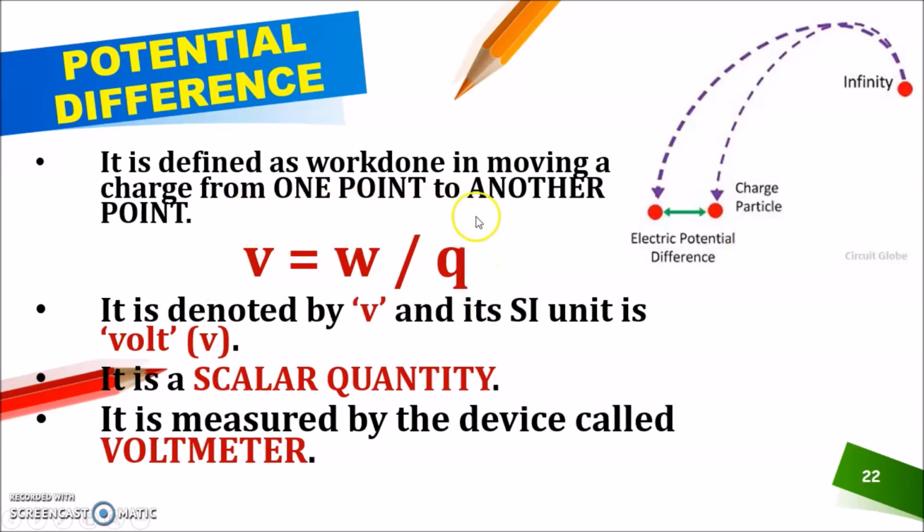The formula remains the same, V equal to W by Q, and it is also denoted by V, and its unit is volt. Only the difference is, electric potential is work done in moving a charge from infinity to a point, and potential difference is work done in moving a charge from one point to another. This is the only difference. It is a scalar quantity and it is measured by a device, voltmeter.